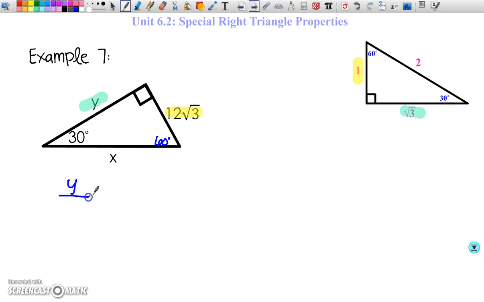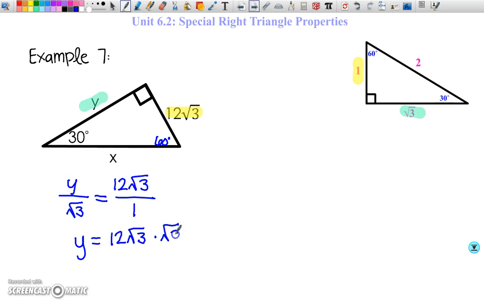So we're going to take y and put it over the square root of 3 and set that equal to 12 times the square root of 3 over 1. Do your cross multiplying to get y equals 12 times the square root of 3 times the square root of 3. Now remember that when you multiply those, that gives you 12 times the square root of 9. Well, the square root of 9 is 3, so you get y equals 12 times 3. And so what that ends up giving you then is 36.